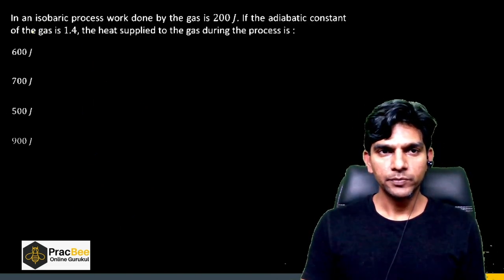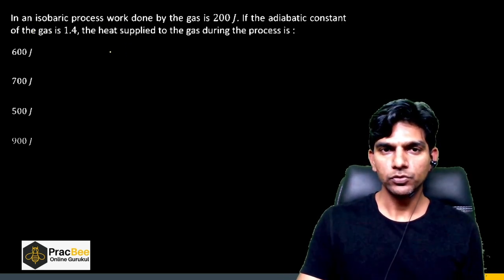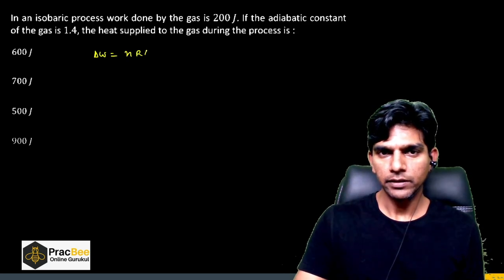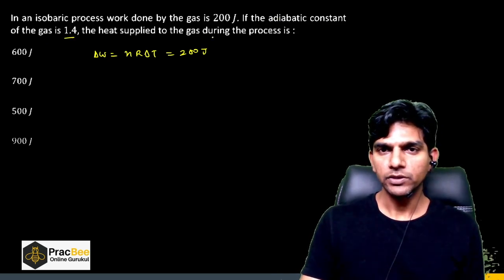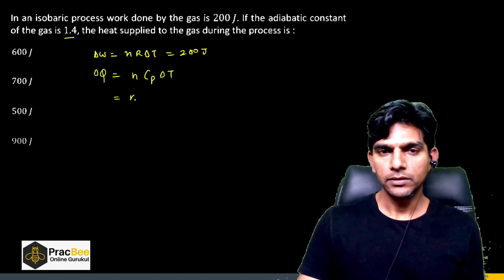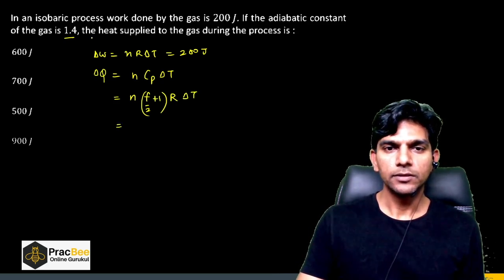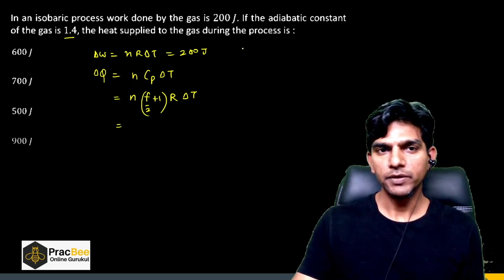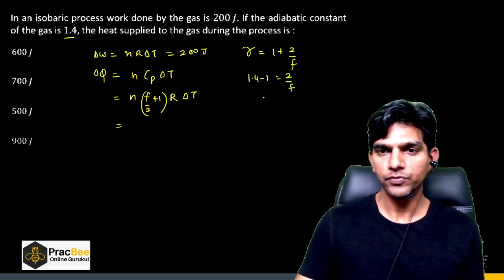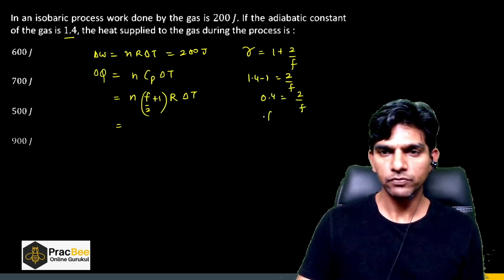Now next question is from thermodynamics. In an isobaric process, the work done by the gas is 200 joules. We know that in an isobaric process the work done is given by nR delta T, which is given as 200 joules. Now if the adiabatic constant of the gas is 1.4, we have to find the heat supplied to the gas during the process. Since it's an isobaric process, heat supplied will be nCp delta T, and Cp can be written as (f by 2 plus 1) times R. What is the relation between the degree of freedom and gamma value? Gamma is 1 plus 2 by f. Gamma is given as 1.4, so 1.4 minus 1 is equal to 2 by f. So 0.4 equals 2 by f, so f by 2 will be 1 upon 0.4, that is 5 by 2.